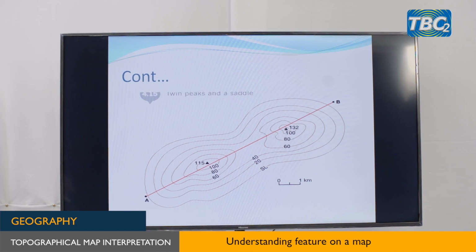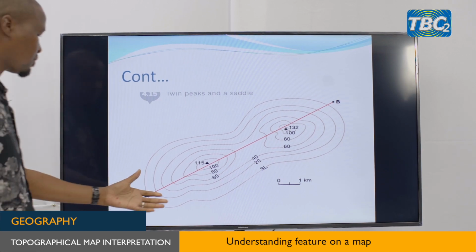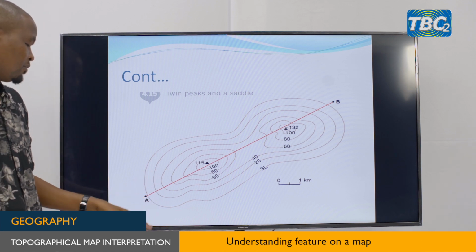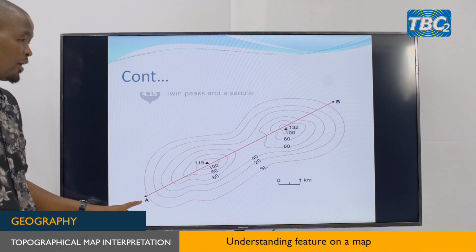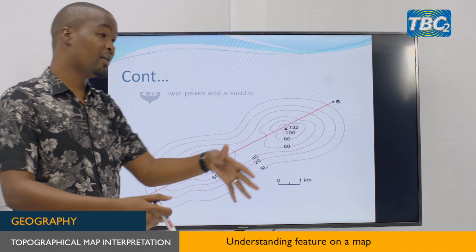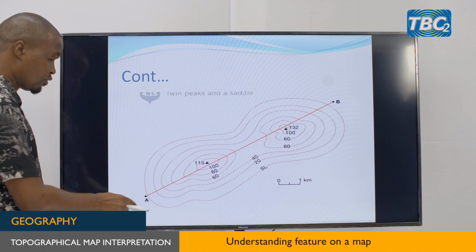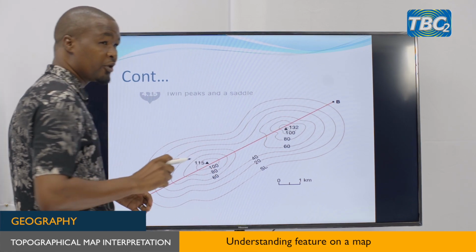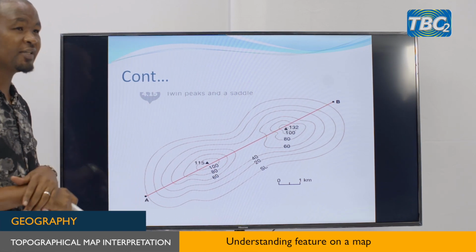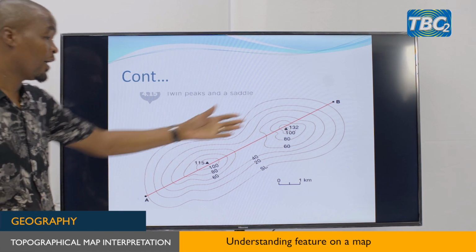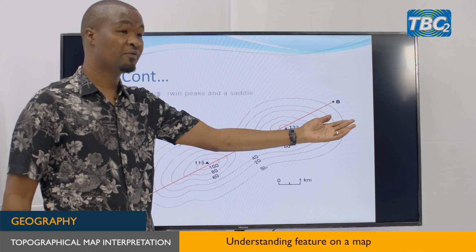Let's see the diagram right here. You can see we have point A and point B. So let's say the question asked me, draw the cross section between point A and point B. It means the first procedure is to identify the 2 points. Where are the 2 points? You have to find where is point A and where is point B. This is the first procedure.